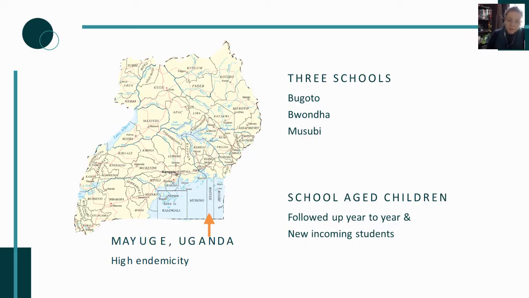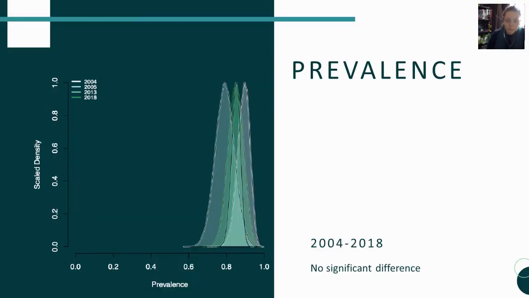For example, villages along the shores of Lake Victoria experience, again, really high schistosomiasis prevalence. And Mayuge, Uganda, just here, is where the Lamberton Lab has worked since 2004, working largely in these 3 schools, Bugoto, Bwondha, and Busubi, and getting really amazing detailed data, following the same students from year to year, and following mass drug administration that started actually in 2003.